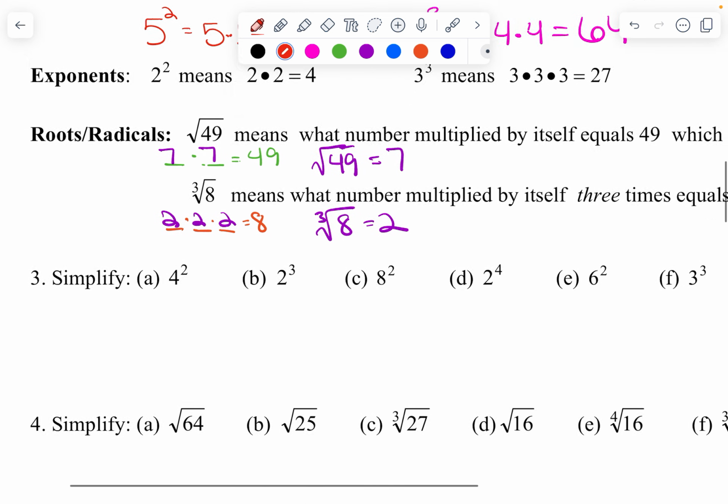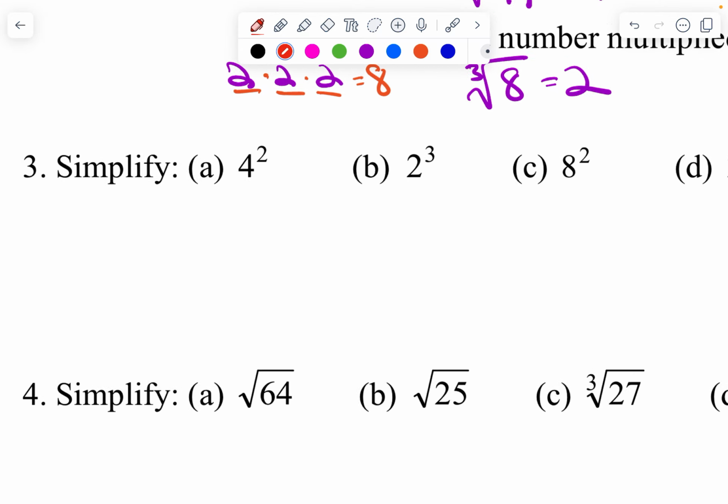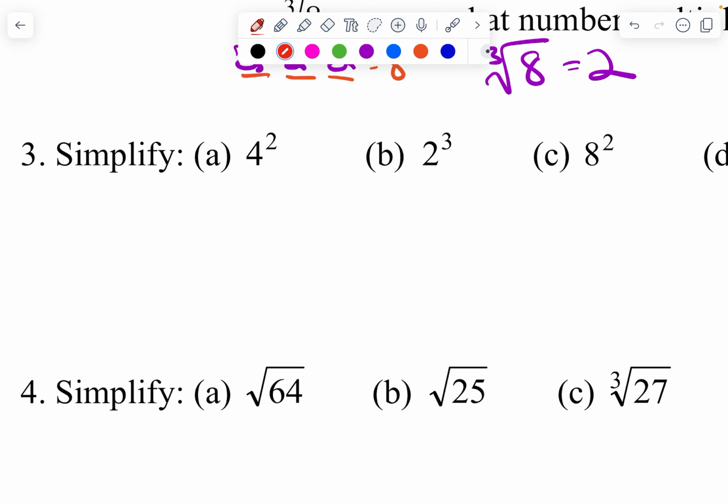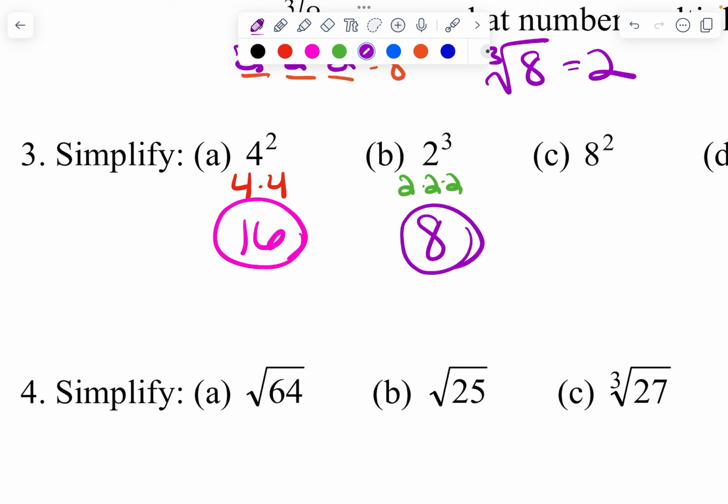All right, so for number 3 here, I'm going to show you work that I don't necessarily expect you to do all the time. For some of these, I think you can do them in your head. But 4 squared means 4 times 4, so that is going to be 16. 2 to the third means I've got 3 2's being multiplied together. We actually just talked about this one. That is 8. 8 squared means 8 times 8, so that's going to be 64.